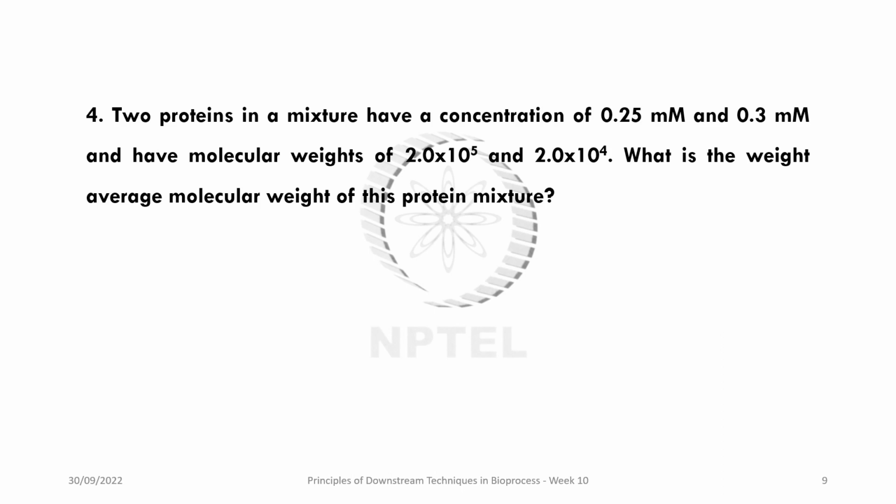Two proteins in a mixture have a concentration of 0.25 millimolar and 0.3 millimolar and have molecular weights of 2 into 10 power 5 again and 2 into 10 power 4 again. So, what is the weight average molecular weight of this protein mixture? Let's take a minute. I hope you know how average molecular weight is determined.